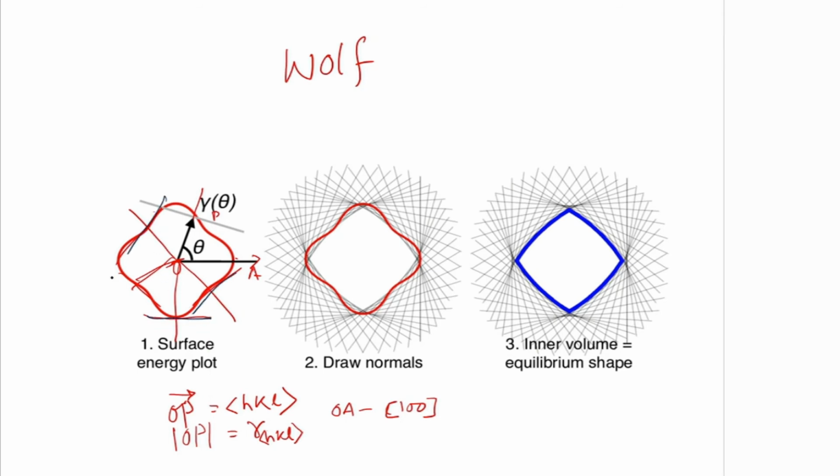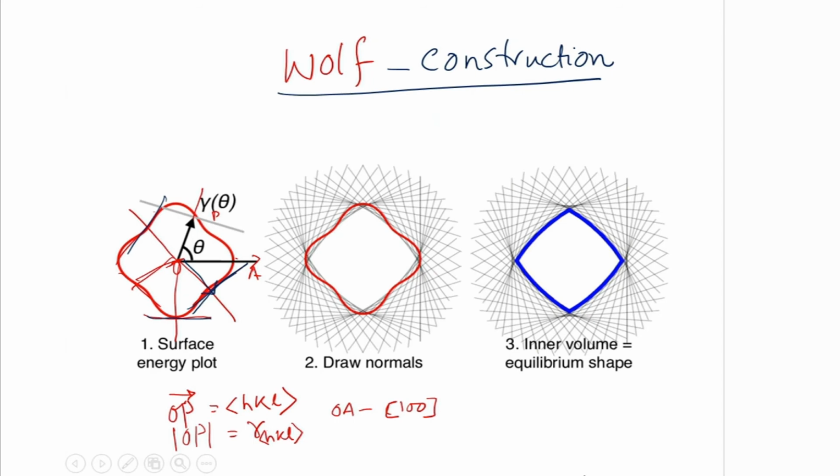That is what is done next, these normals. Sorry, it's not a tangent, it's a normal. You are drawing a normal at this point with respect to this vector. If this is the vector, you are drawing a normal. So many normals are drawn. Now, if you connect them, what you get is the equilibrium shape. And this is known as the Wulff construction. This is very easy, right? This is not difficult to do, provided you know the surface energy as a function of theta, the orientation. The moment you know that, it is very easy to do. It is not difficult at all.